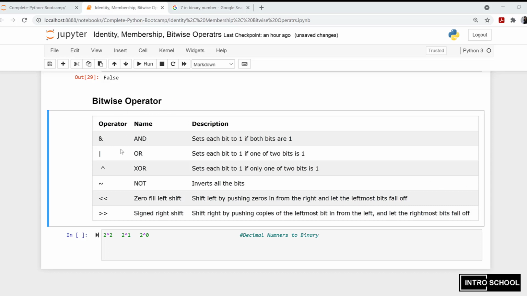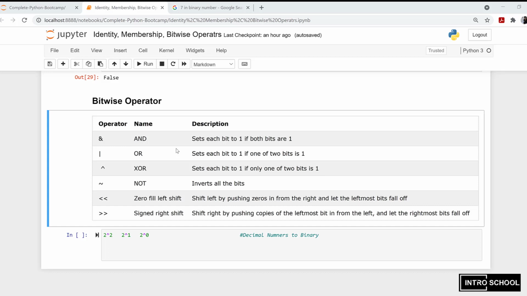Next in our list is the bitwise operator, the last operator so far in the series. You are already familiar with the logical operators that we have discussed, but these are a little bit different. They work on the bits, not on a complete number. Now you must be getting confused. What is a bit? What is a number? Let me give you an example.